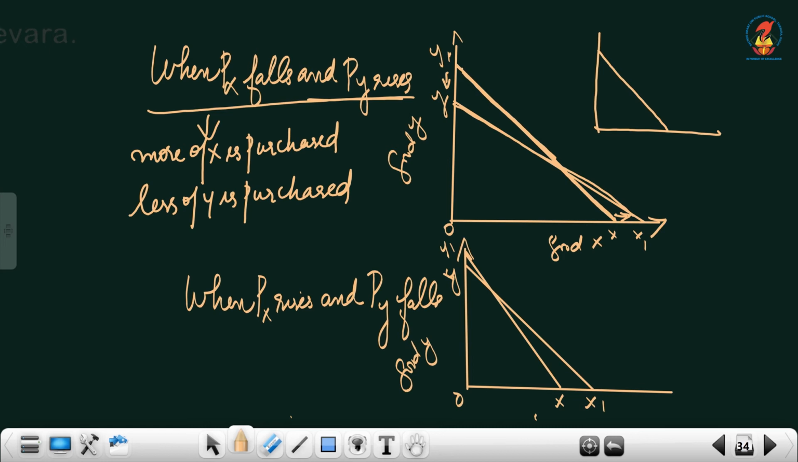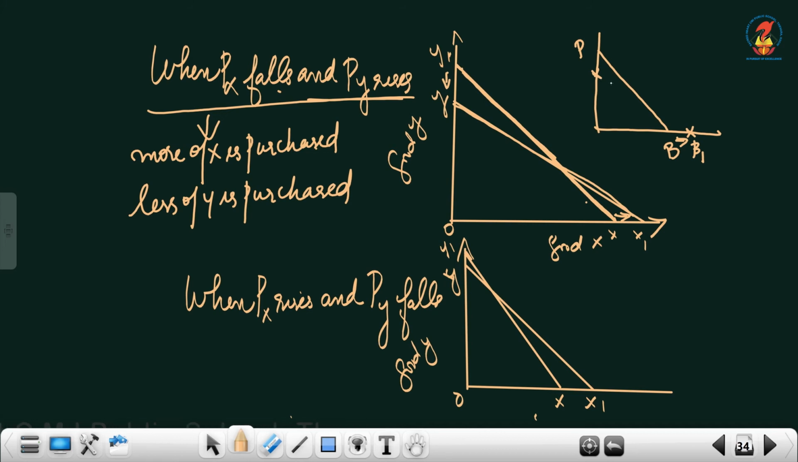This is the initial budget line. Let us give the name as PB. So, when the price is falling for X, more of X is purchased. So, you have to draw an arrow mark here and represent it as B1. Therefore, here it should come. When the price of Y is rising, less of Y will be purchased. So, below this you have to mark.